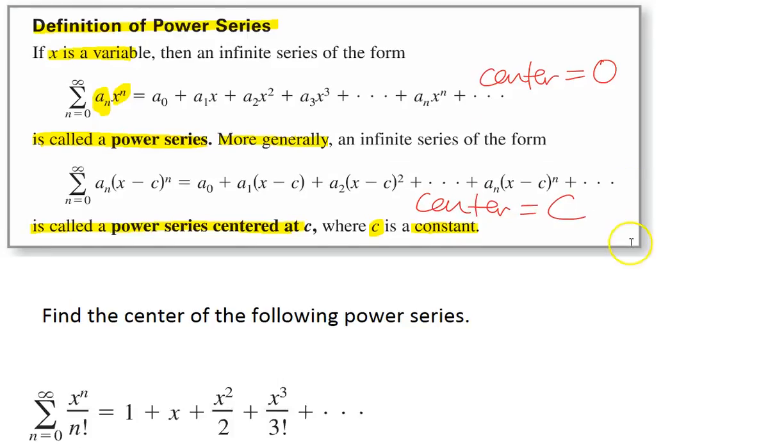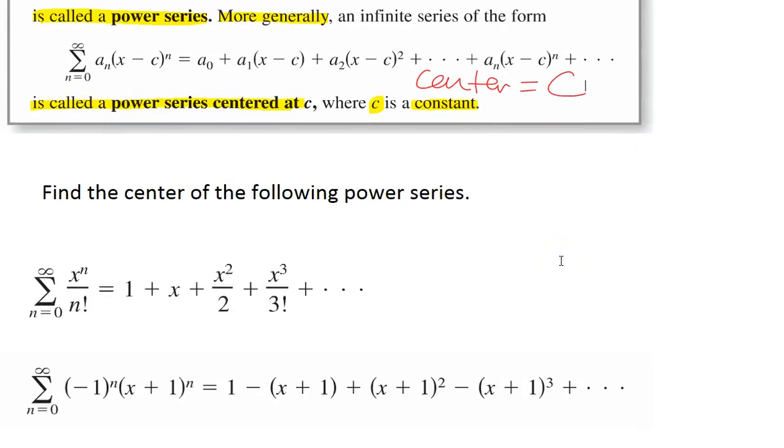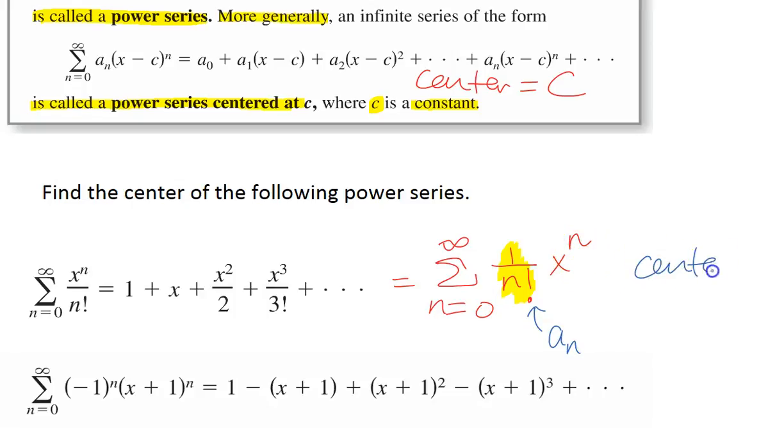Now, have a look at this problem. Find the center of the following power series. Guys, don't you agree that this is a power series? You will if I write this as sigma n equals 0 to infinity. Now, I'm going to rewrite this as 1 over n factorial times x to the n. So this component here is your an. This is x minus c to the power n. You don't see a c there, so the center for this power series is 0.